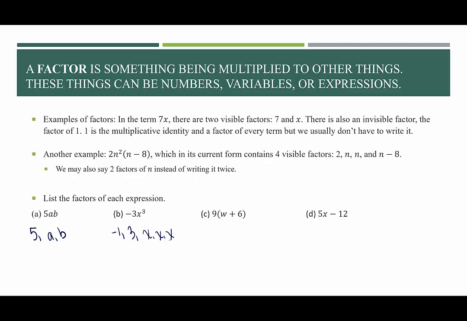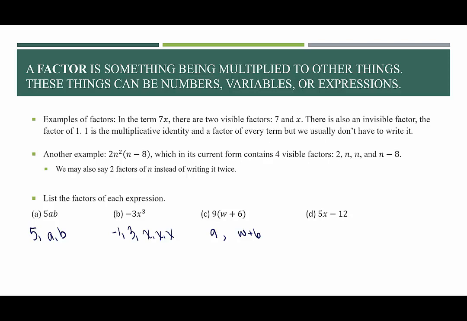All right, letter C. How many factors did you get? In its current form, there are 2 factors. There are 2 things being multiplied to each other. There is the factor of 9, and there's the factor of w plus 6. If we were to distribute it, then it would be a different situation. But what we're looking at right now, there are 2 factors, 2 things being multiplied to each other.